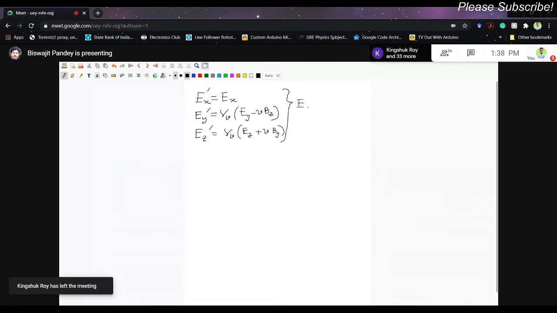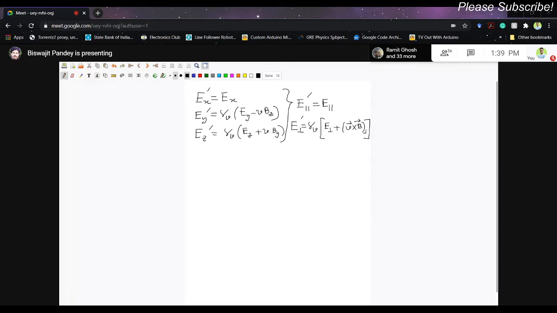We wrote them down in this form as well. The parallel components would be the same, and the perpendicular components get transformed. So we can combine these two equations into a single equation: E perpendicular prime will be equal to gamma v times E perpendicular plus v cross B, the perpendicular component of v cross B.